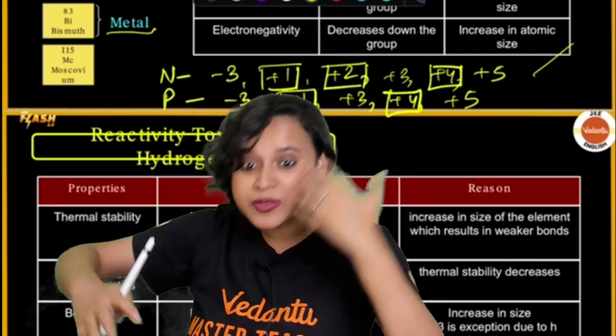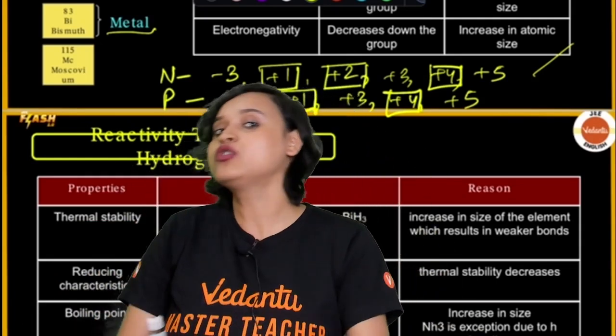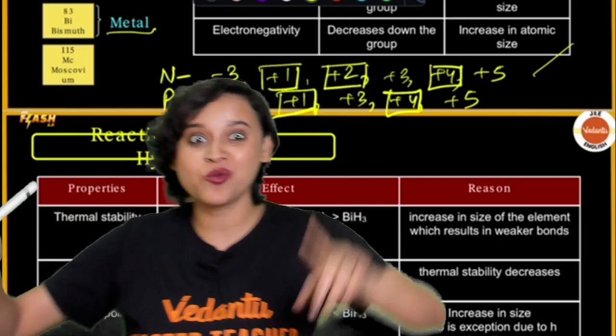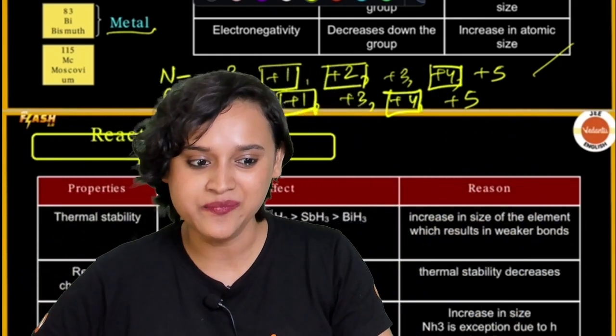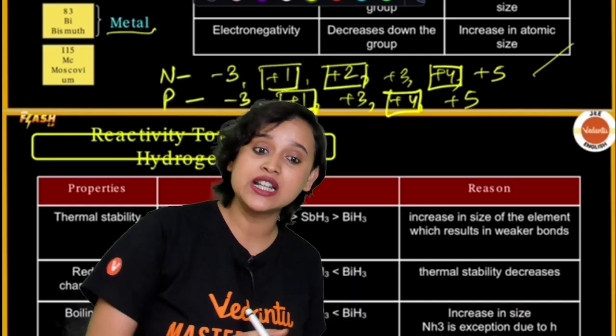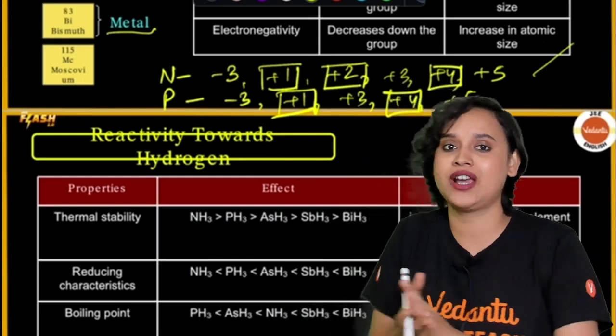There are a lot of disproportionation reactions related to nitrogen compounds, and you will see that the +1 to +5 oxidation states are visible in those reactions. All right, everybody. Phosphorus in its intermediate oxidation state also disproportionates into +5 and -3.